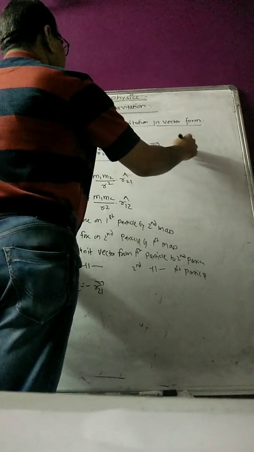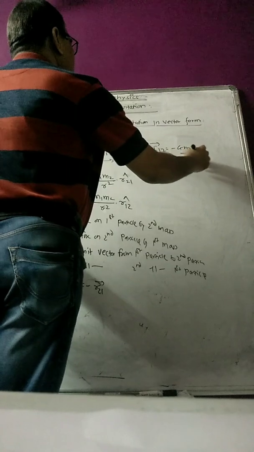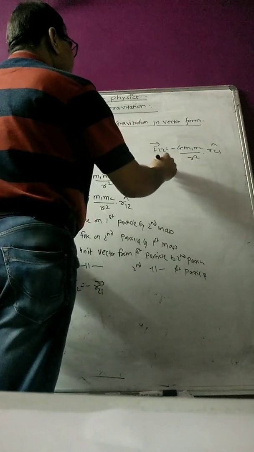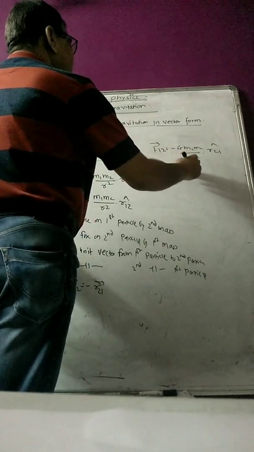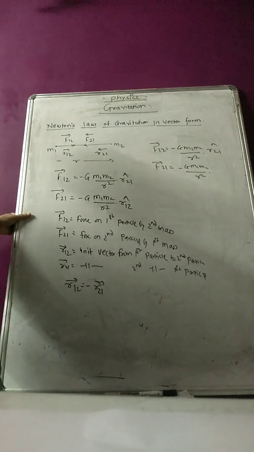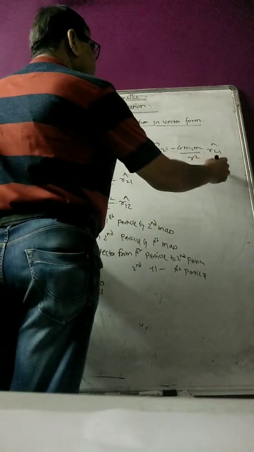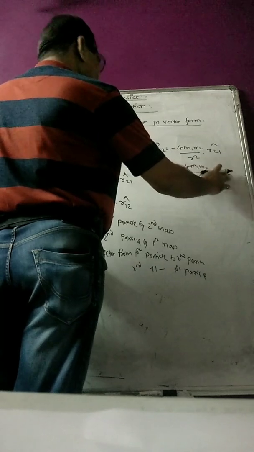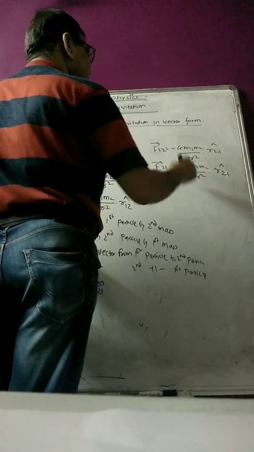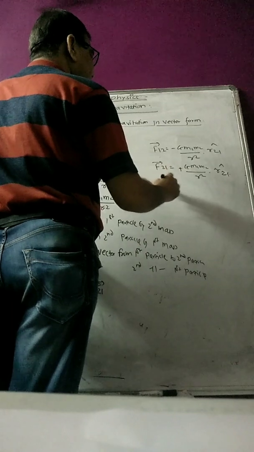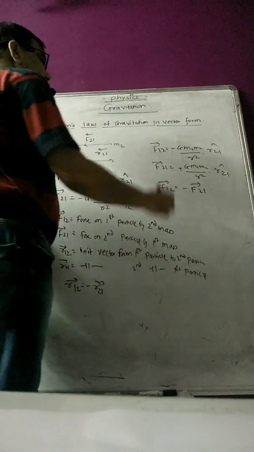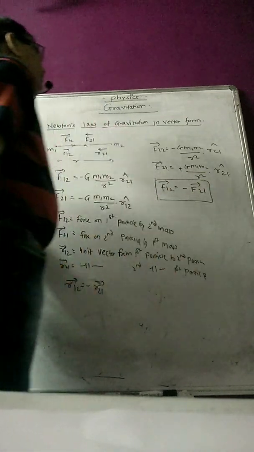F12 is equal to minus G m1 m2 upon r square into r21. And F21 is equal to minus G m1 m2 upon r square into r12, where r12 can be written as minus r21. So minus minus becomes plus, and therefore F12 becomes minus F21. These two forces are equal in magnitude but opposite in direction.